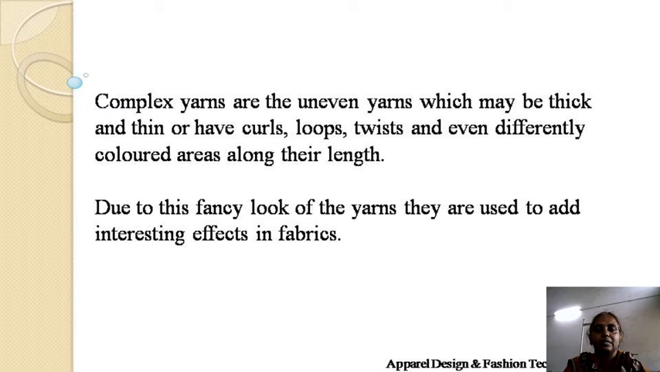What about the complex yarns? That is novelty yarns. Complex yarns are the uneven yarns which may be thick and thin or have curls, loops, twists and even differently colored areas along their length. In the earlier slide you discussed the simple yarns. Simple yarns are uniform in length, evenly twisted, so smooth. But complex or novelty yarns are uneven yarns, thick and thin, and they have curls, loops and twists, even differently colored areas along their length. Due to this fancy look of the yarn, they are used to add interesting effects in fabrics.